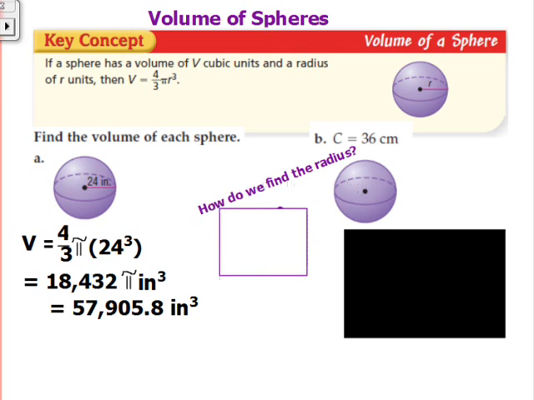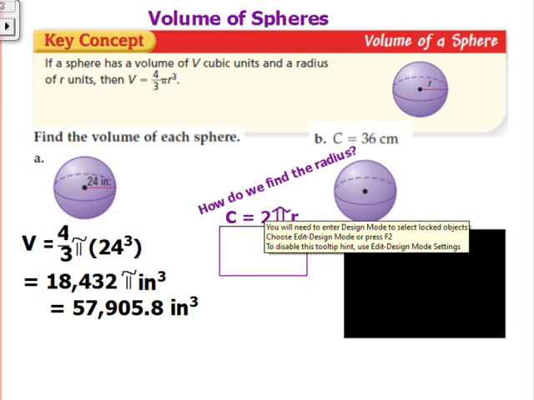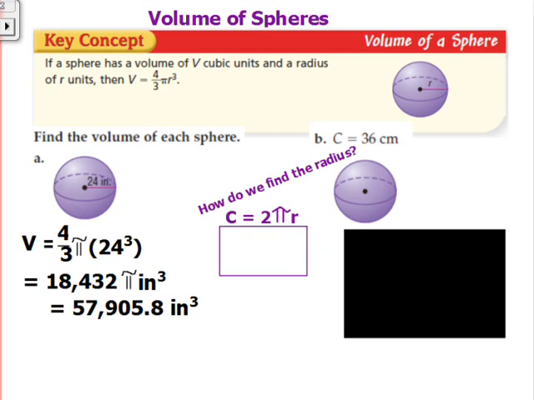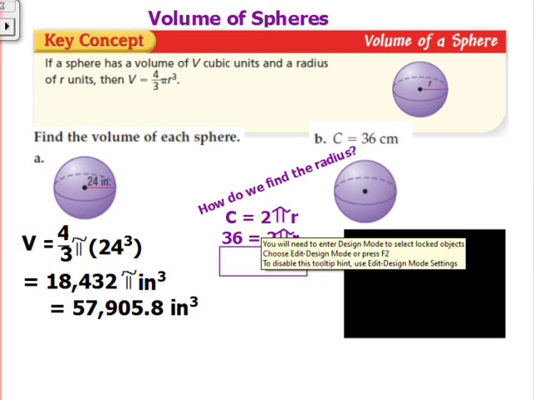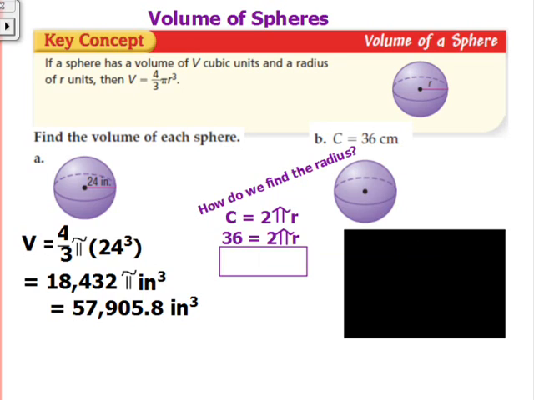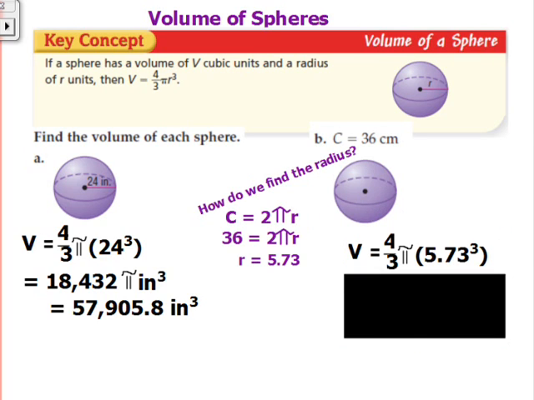And the answer to that is, if we know that circumference is 2 pi r, then we can take 36, plug it in for C, and solve. I divide both sides by 2 pi to solve for r, and r is 5.73. Now, once I have that, it's easy again. It's 4/3 times pi times 5.73 cubed.